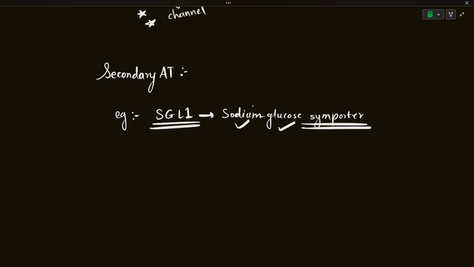So here you can obviously guess that we are going to use the concentration gradient which has been set, the sodium ion concentration gradient, so that we can move glucose in the same direction in which the sodium is moving. Right, so those types of symporters, SGLT1, sodium glucose symporter, are present on the intestinal epithelial cells, so that whenever the digestion is done, the glucose can be absorbed against its concentration gradient.